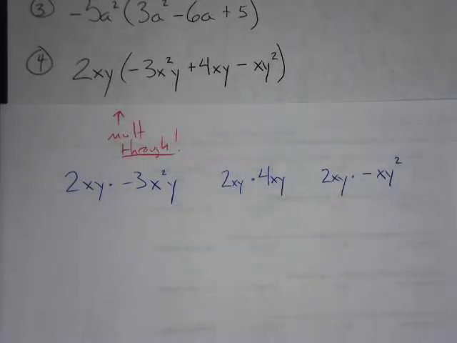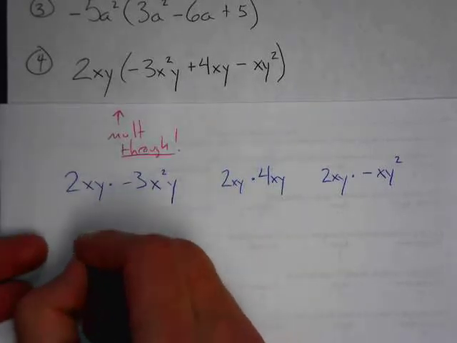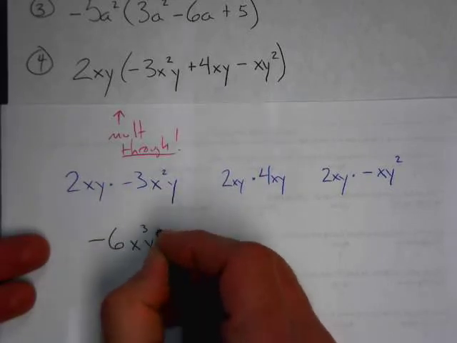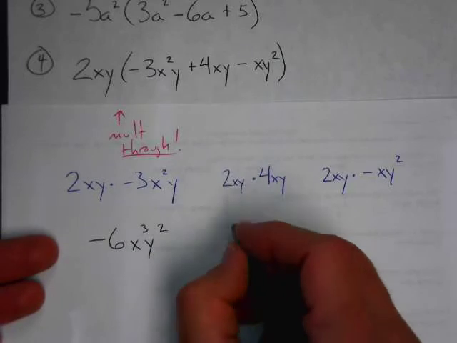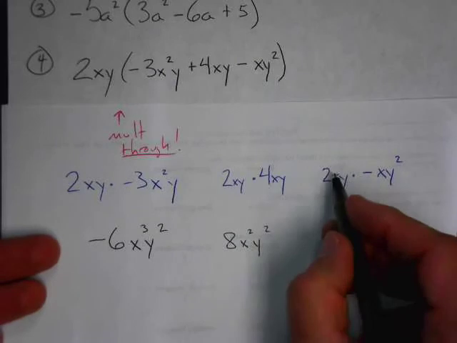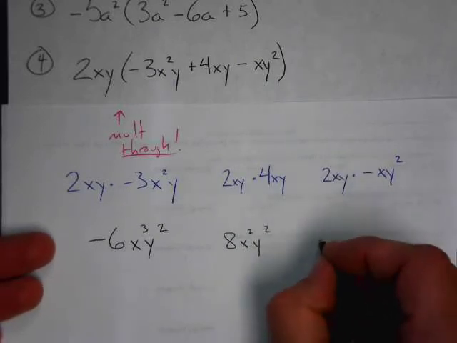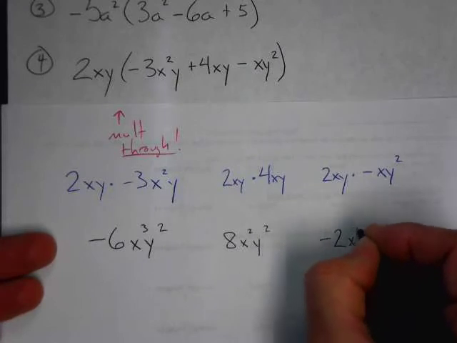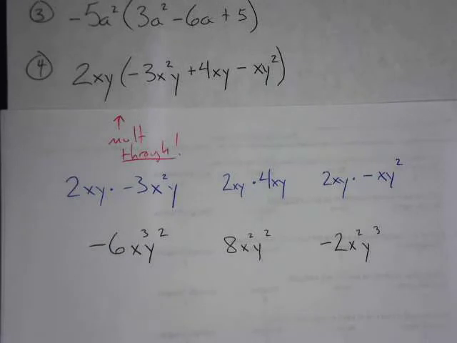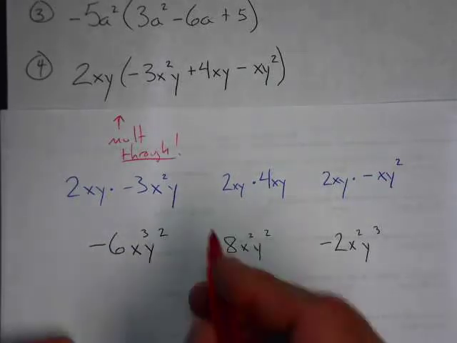And remember, multiplication can work across units as well. All we're doing is expanding dimensions. And so we can multiply units. So therefore, we have 2 times negative 3, negative 6. X times x squared is x to the third power, and y times y is y squared. And now we have 2 times 4, which is 8. X times x is x squared. Y times y is y squared. And then 2 times negative 1 is negative 2. And then x times x is x squared. Y times y squared is y to the third power. And we look at that 8. We need that sign there, right? That's a positive 8. And so we can put the plus sign there.